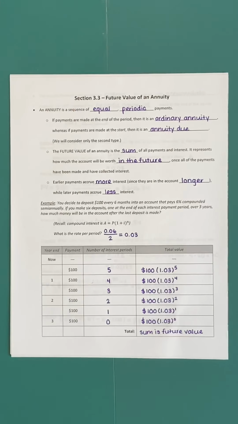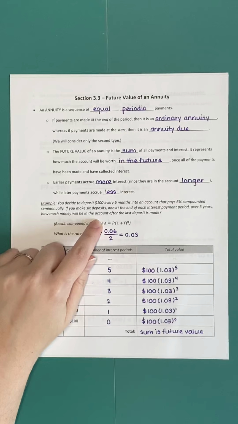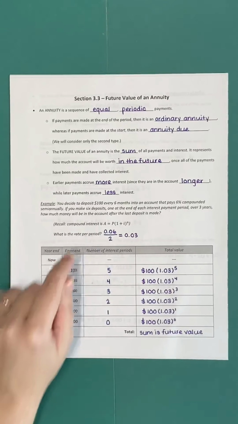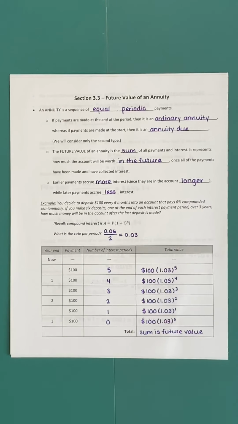So essentially what we have to do is use this formula, but apply it individually to each of the $100 deposits, taking into account how long that particular deposit just sat there in the account collecting interest. So let's start with the first deposit we make.